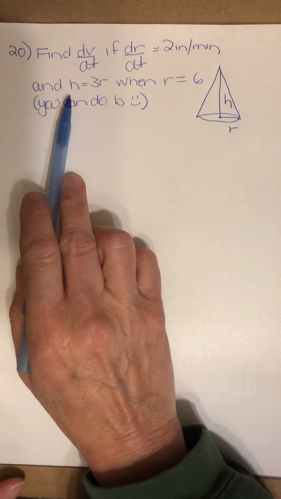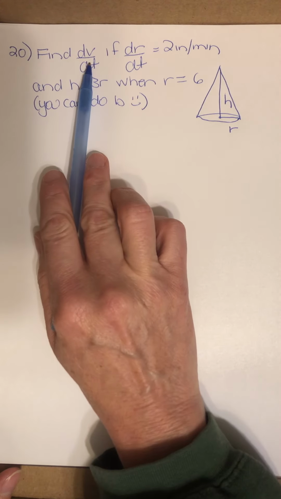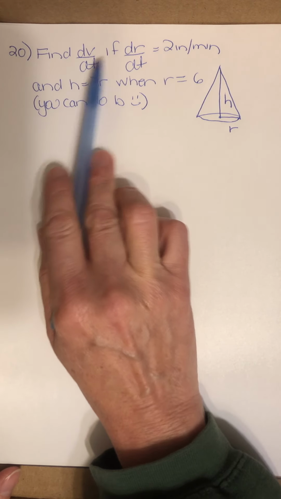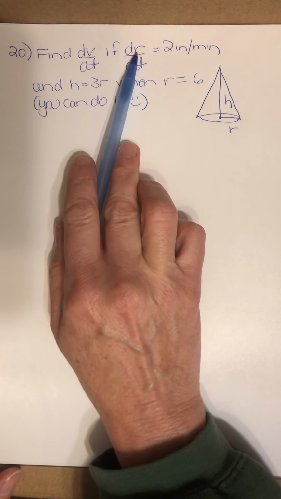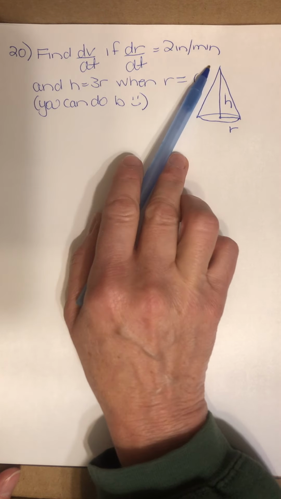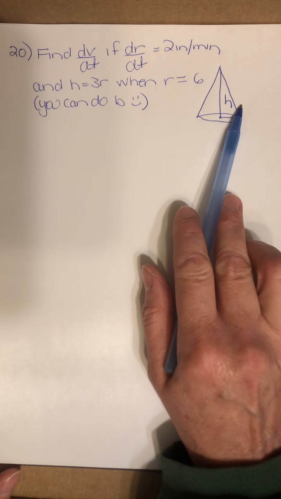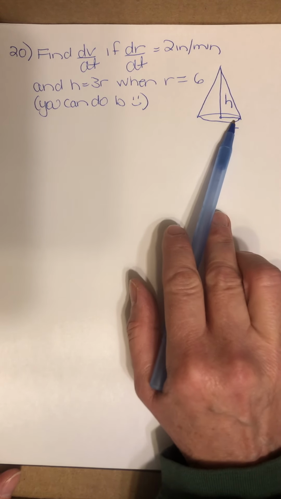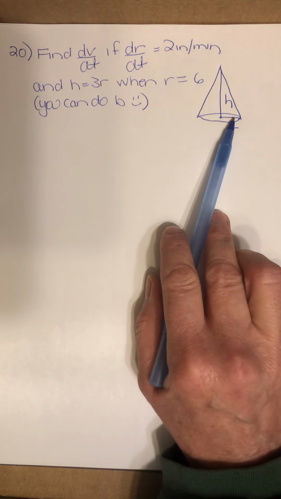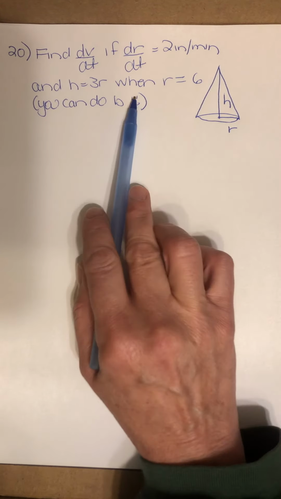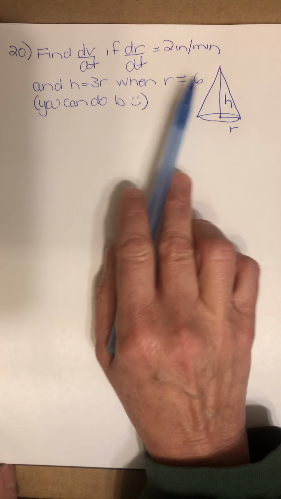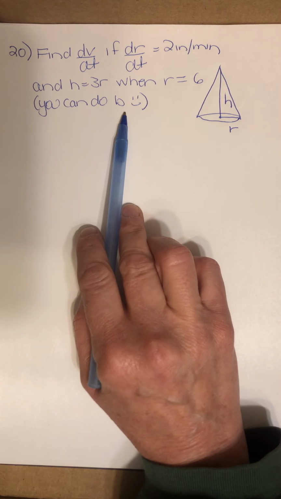Problem number 20. Find the rate of change of the volume, that's dV/dt, if the rate of change of the radius, that's dr/dt, is 2 inches per minute, and the height of a cone is 3 times the radius. Now, notice I tried to draw it so it kind of matched that. When r equals 6. And that was for A, and you can do part B.